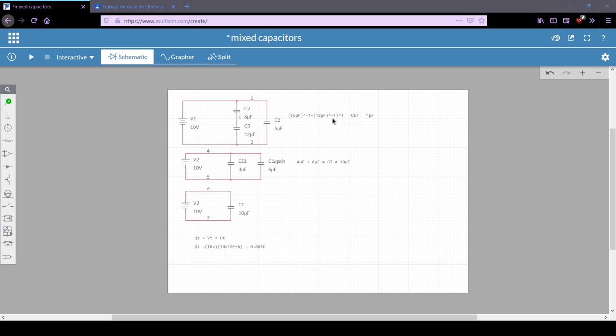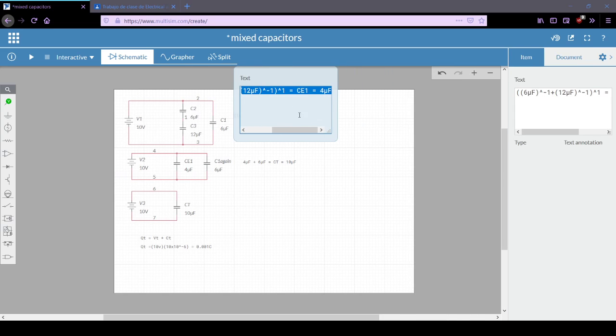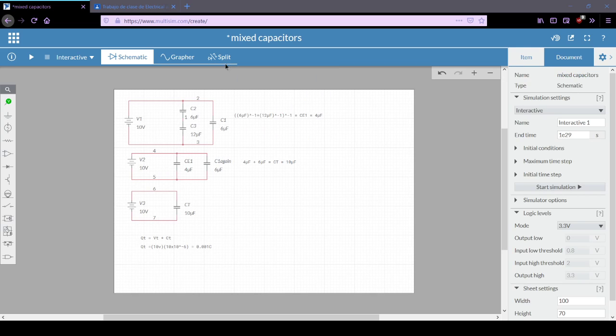We have it right here. So it's 6 microfarads to the power of -1 plus 12 microfarads to the power of -1 as well. And then we raise that to the power of -1. That will give us our equivalent capacitor number 1, which is 4 microfarads. We can replace these two with our equivalent capacitor.